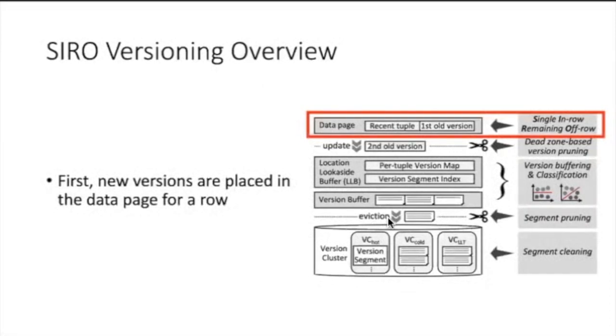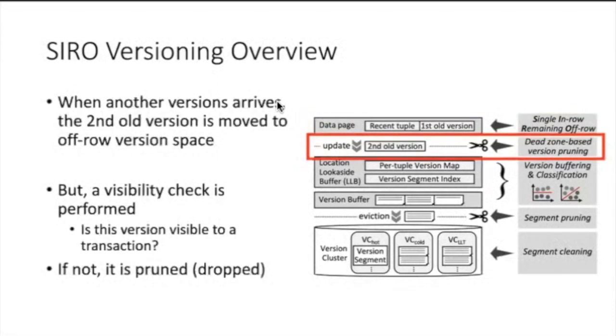So as a general overview, each data page has the most recent version and the first old version, and they call this single in-row remaining off-row versioning. So first, the new versions are placed here, and when we update again, the second old version is going to be moved to the off-row space somewhere else.